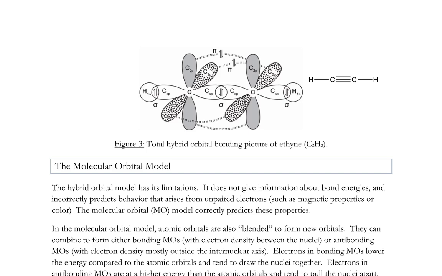Those are shown with dots. Well, the dotted ones are parallel. They overlap, making for 1 pi bond. The vertical ones are parallel. They overlap, making for the other pi bond. So in ethine, we have 3 sigma bonds, and we have 2 pi bonds.